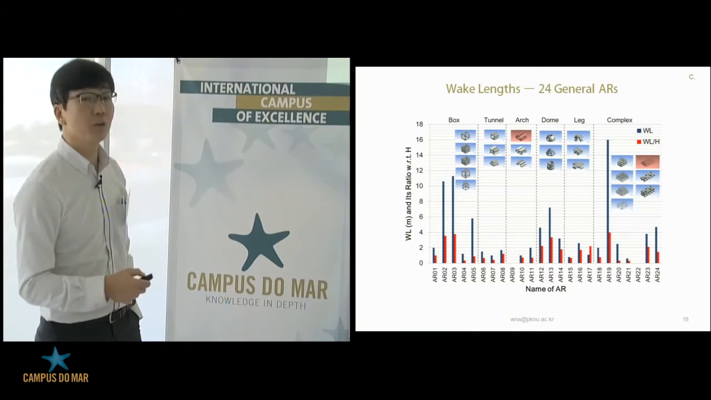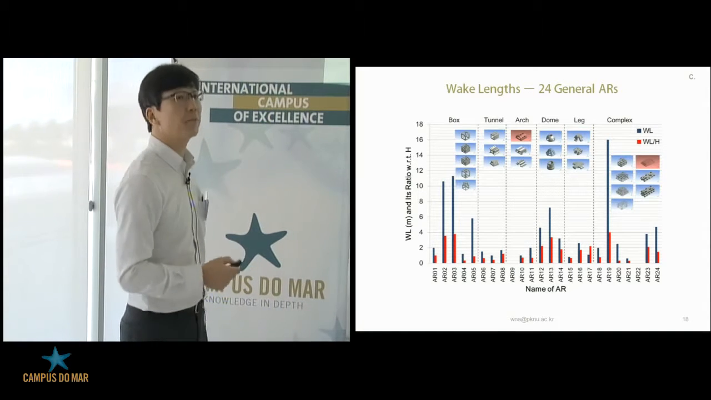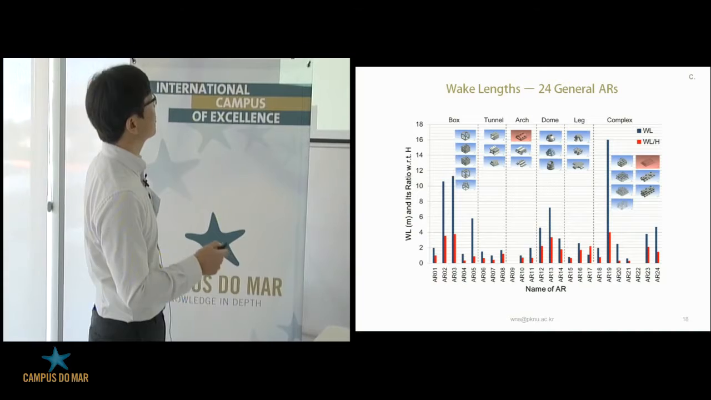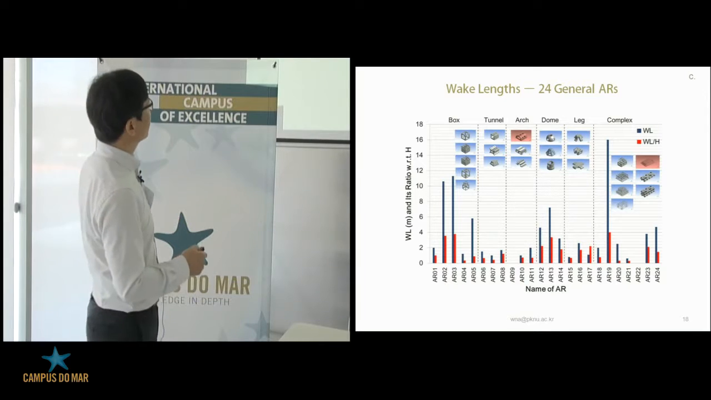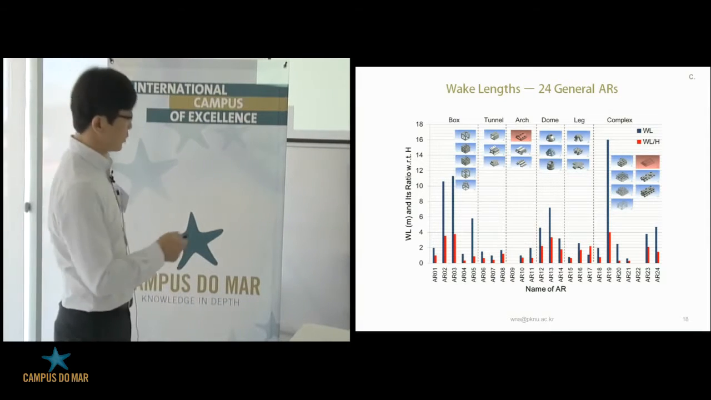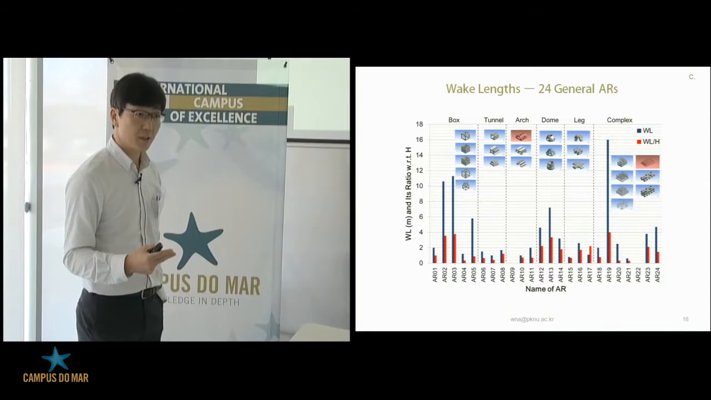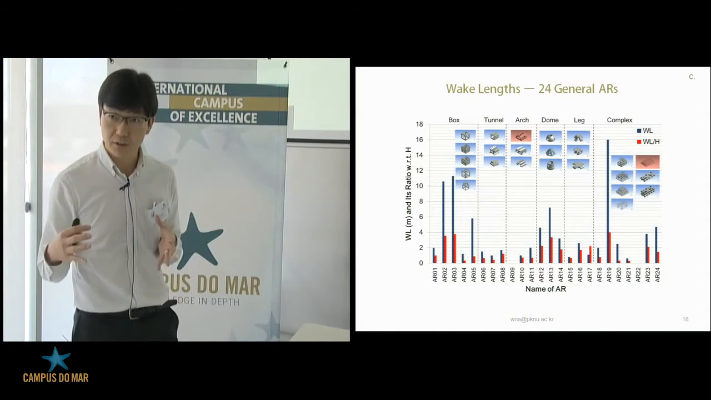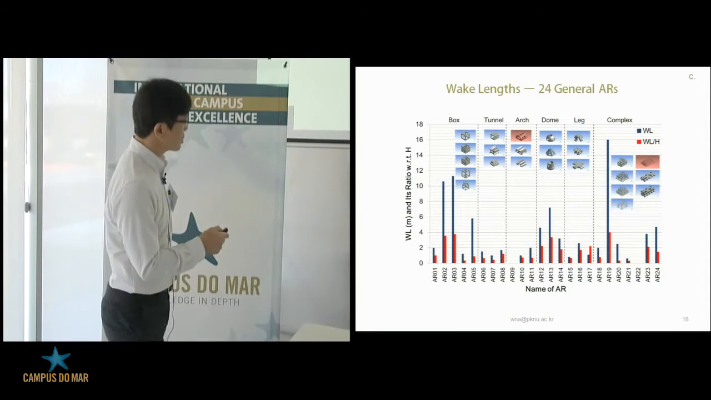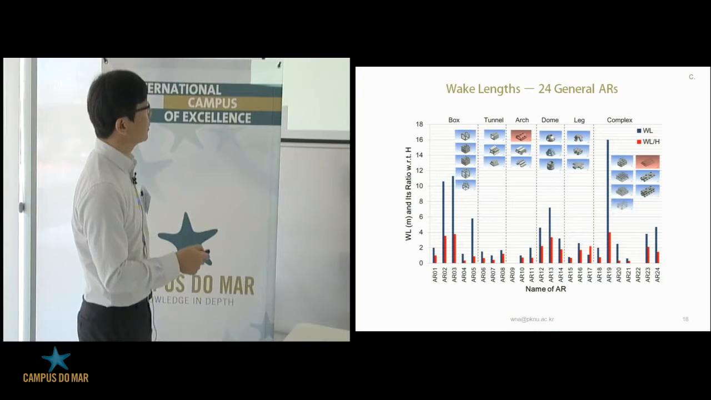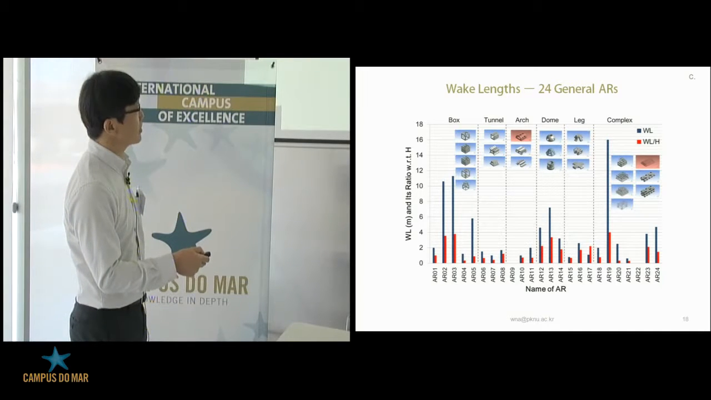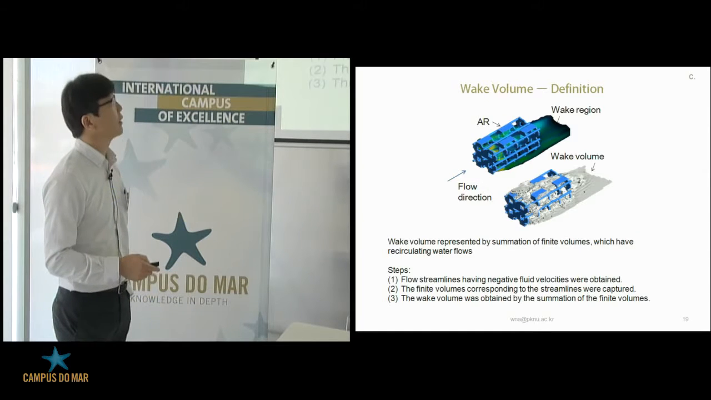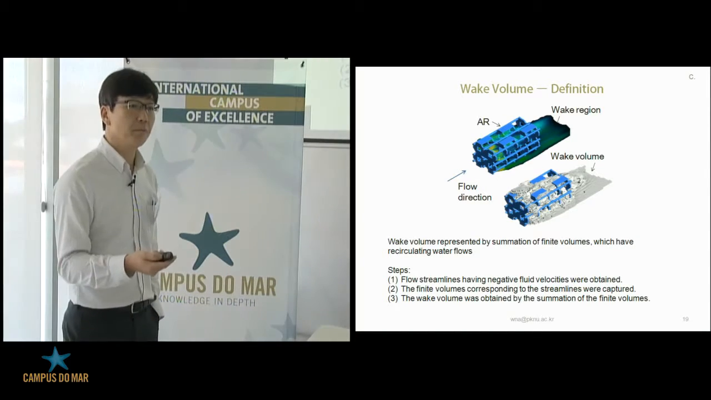So depending on the type, the wake lengths are pretty different. For example, AR-19 has about 16 meters, but some do not have any at all. But compared to their height, this red line shows the efficiency. Usually height means the size of the artificial reef, so we calculated the wake length with respect to the height. This one has the largest wake length, but with respect to its height, the efficiency is not very good. We can see that.